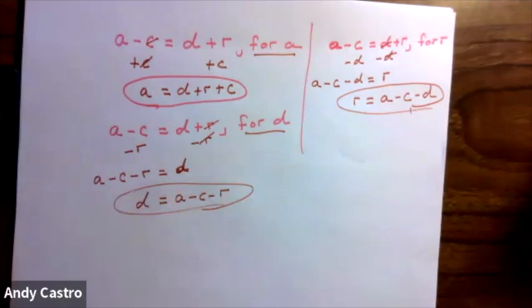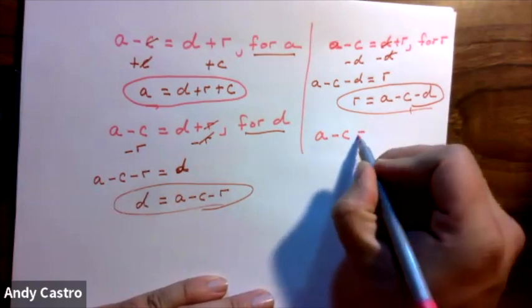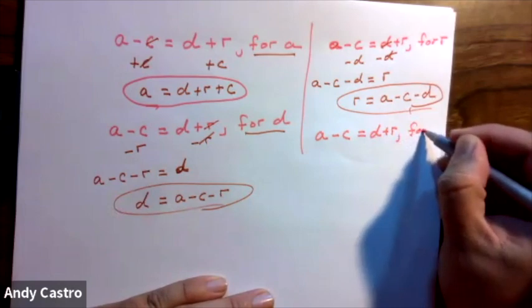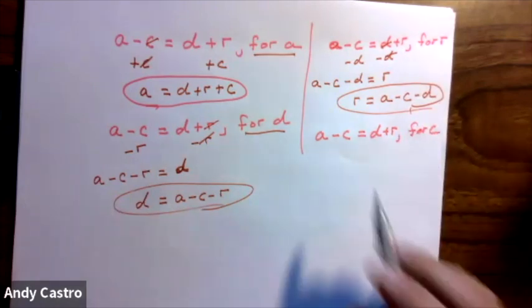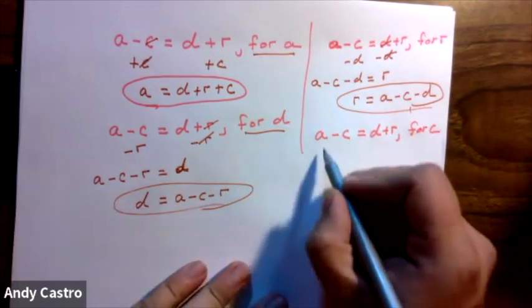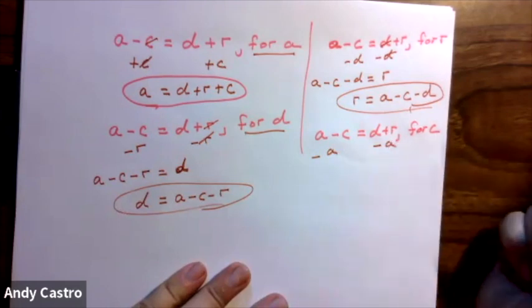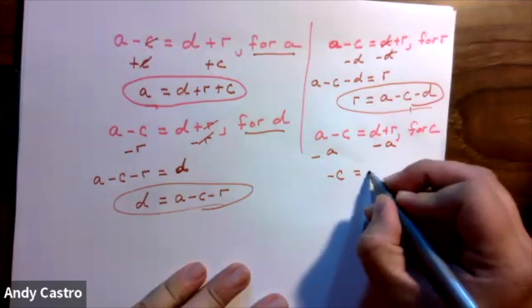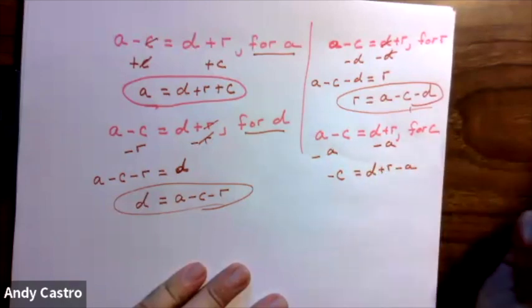And the last one, I'm going to solve for C. So A minus C is equal to D plus R, and I want to do this for C. C is over here, so to get rid of the A, I'm going to subtract A from both sides. So I'm left with negative C is equal to D plus R minus A.